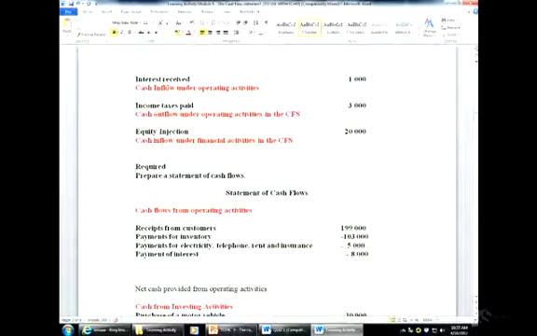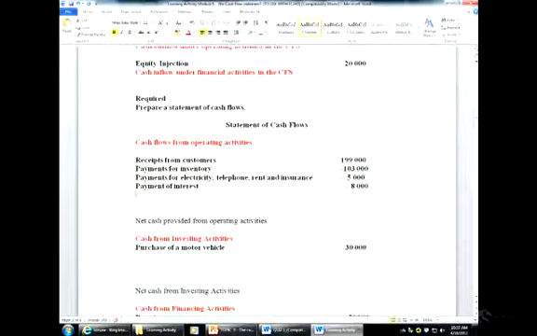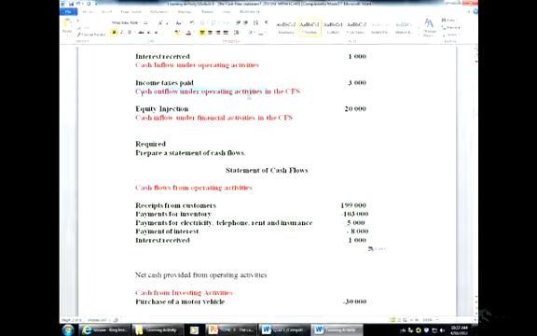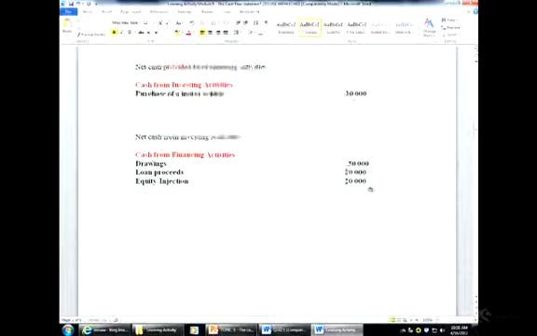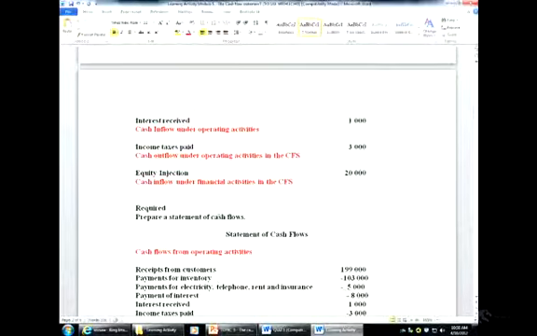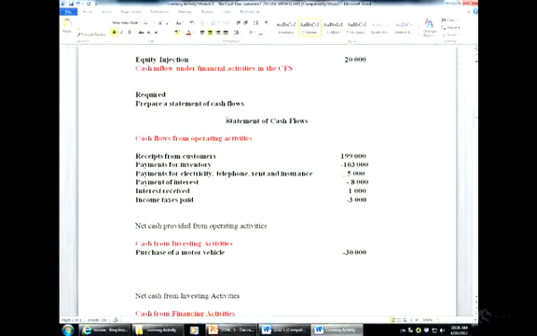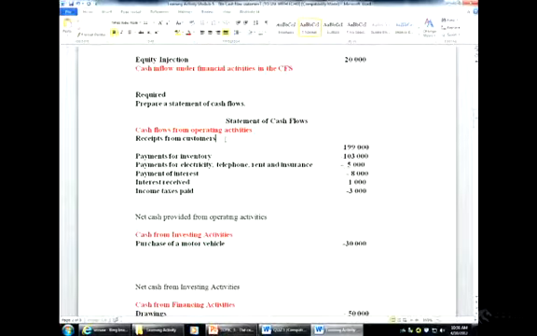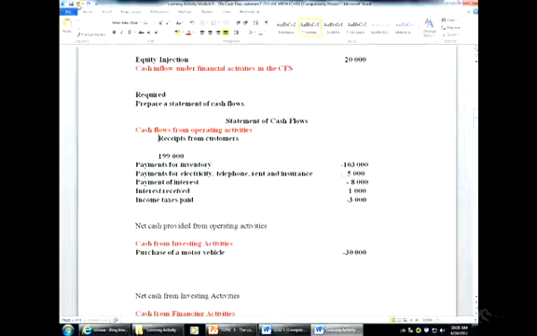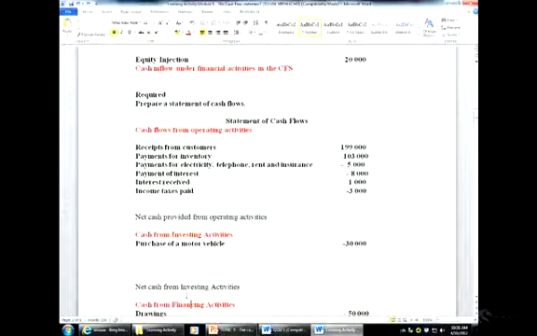Interest received, inflow under operating activities, 1,000. Income tax paid, operating activities outflow, so minus 3,000. Owner gave us some more equity, so equity injection 20,000 under financing. Yep, we put all the transactions in under 3 categories. So that's your operating, investing, financing.